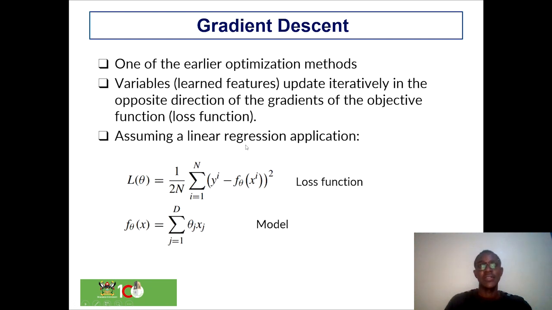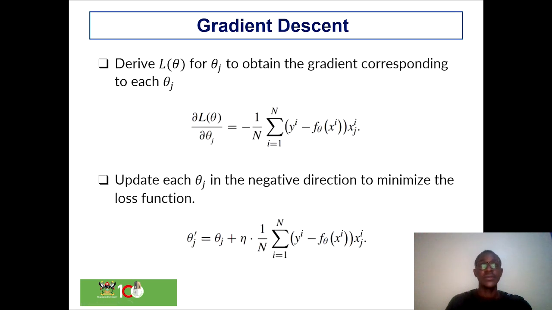So thinking in terms of a linear regression where we have this function L theta as our loss function and the model as our linear regression model where theta is the learned feature. For us to optimize this algorithm, we would have to derive the rate of change of the loss function with respect to the learned feature, so this gradient here, and then we update the learned features in a negative direction to minimize the loss function.